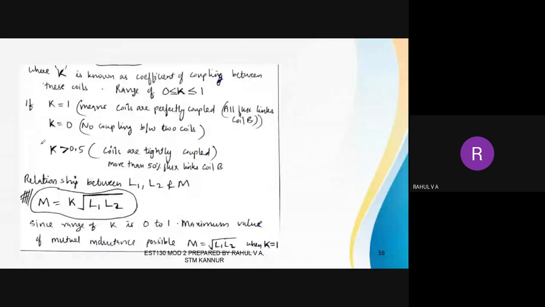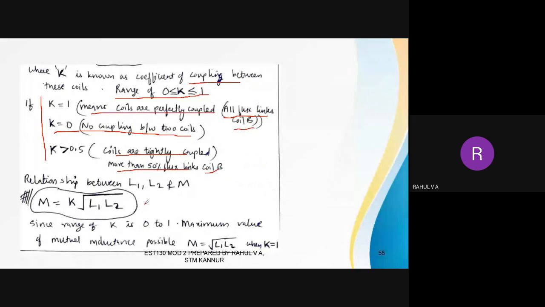Also, all definitions are there. K is known as the coefficient of coupling, and this value will be between 0 and 1. K is equal to 1 means it is perfectly coupled, that means all the flux links with coil B. K is equal to 0 means there is no coupling between the two coils. K is equal to 0.5 means only 50% of flux links with the coil.